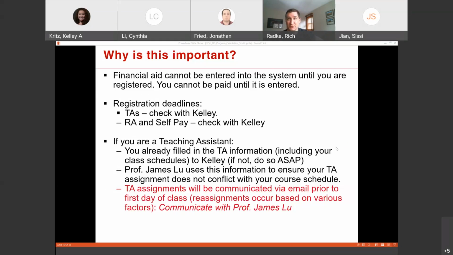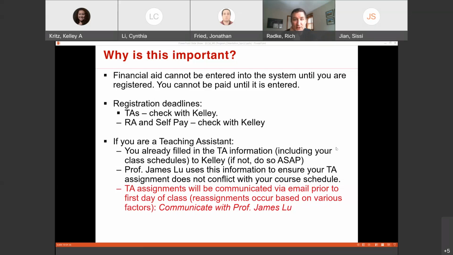Basically, by now, everyone should be registered. I don't think that you could be attending classes right now if you weren't registered, right? And also, I think that anyone who is a TA already knows what course they're TAing for. They've talked to Dr. Liu. Dr. Liu is the main point person for TA issues.